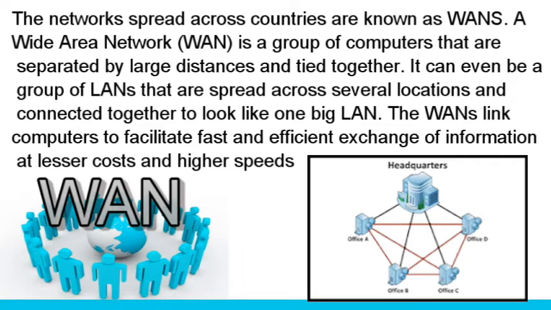It can be even a group of LANs based upon different locations. The WAN links computers to facilitate fast and efficient exchange of information. So basically computers are connected to the wide area network. The best example of a wide area network is the internet.